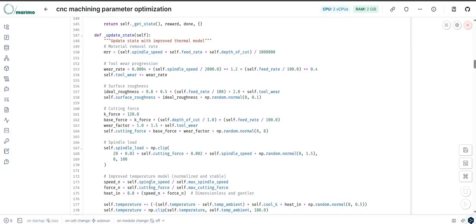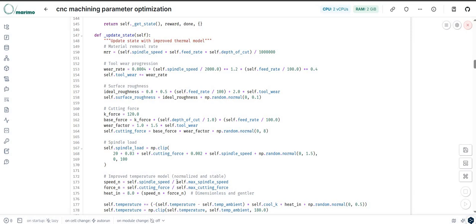And lastly, temperature is updated using a thermal model, and it accounts for cooling back toward ambient and additional heat from the interaction of speed and force. There is also some noise added to keep it realistic. After these updates, the machine state is clipped so it doesn't exceed physical limits. So with each step, the environment mimics the real process. The tool wears down, the surface gets rougher, forces and loads change, and the temperature rises or falls depending on the machine conditions.